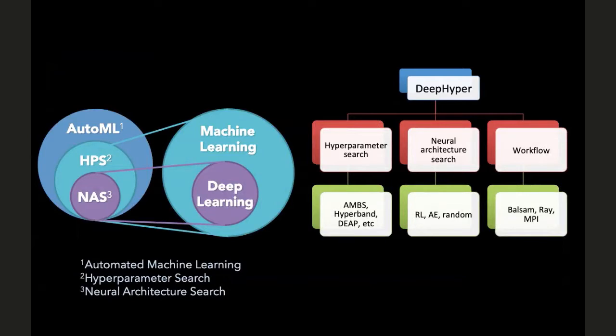So the package consists of 3 different components. The first one is hyperparameter search. We have different algorithms. Asynchronous model-based search is the one that we will focus on, which is known as AMBS. There we have hyperband, and we also have evolutionary algorithms, genetic algorithms as part of this package. Neural architecture search is one in which we define a high-level template, and DeepHyper will go and try to find a neural architecture based on the template. The algorithms that we use for this purpose are reinforcement learning, and we also have aging evolution, which is a variant of genetic algorithm for neural architecture search, and we also have random search support.